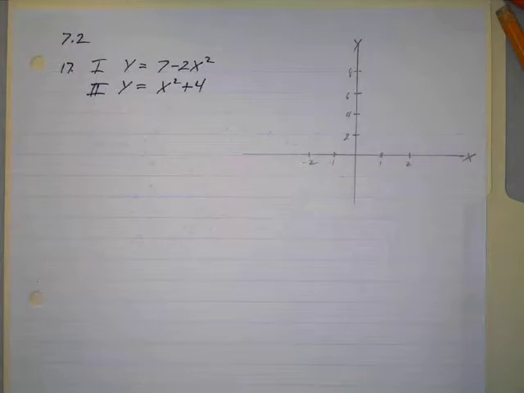Okay, this is 7.2, number 17. We've got these two equations, y equals 7 minus 2x squared and y equals x squared plus 4. We want to find the area of the region between the two curves, so we need to sketch these. So how do we sketch such a thing?